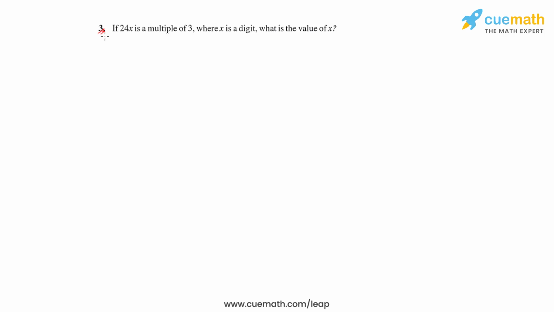So in question number 3 of the second exercise, we have been given a number 24x, which is a multiple of 3, where x is a digit, and we'll have to basically find the value of x. Now to answer this question, we'll use the divisibility rule of 3, which says that if any number is a multiple of 3, then the sum of the digits of that number will definitely be divisible by 3.